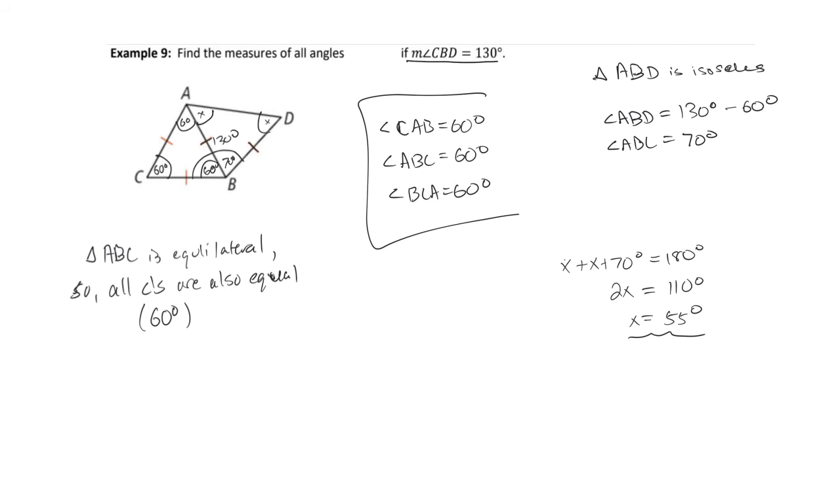So, right, here's the three from the first triangle. The second triangle, right, angle BAD is equal to 55 degrees, and also angle ADB is equal to 55 degrees. Right, so knowing we had an equilateral triangle and an isosceles triangle, we were able to figure out the measures of all angles in these triangles.